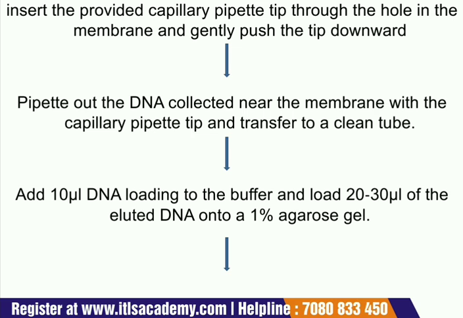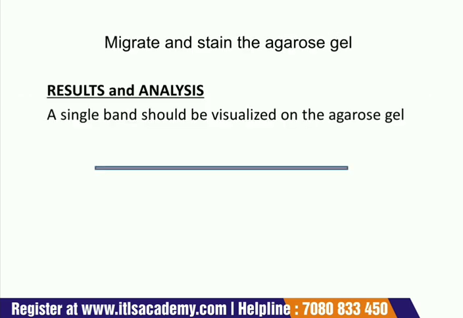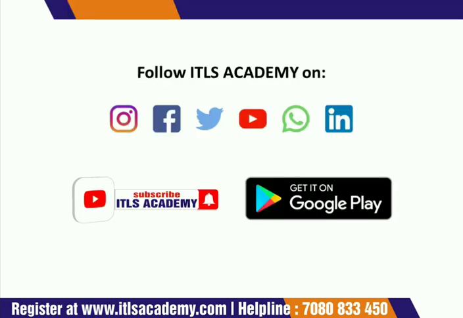Add 10 microliter DNA loading buffer and load 20 to 30 microliter of the eluted DNA onto a 1% agarose gel. Migrate and stain the agarose gel. Here are the results and analysis. A single band should be visualized on the agarose gel and we will get our results.